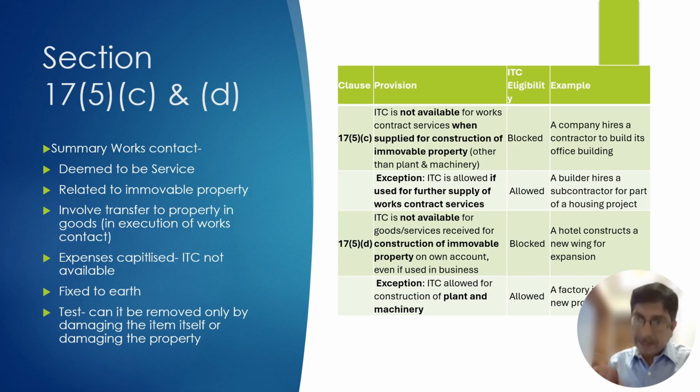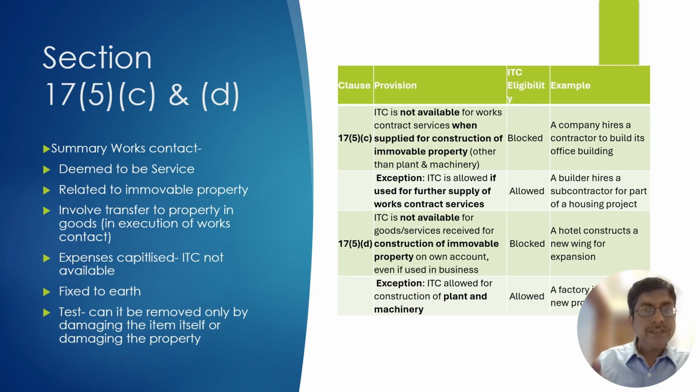It means for plant and machinery, the works contract for fixing that plant and machinery to the floor, the GST credit is available. What is the test? The test is fixed to earth. How will you apply this test? If the item cannot be removed without damaging that property or without damaging that item itself, then it is fixed to earth, credit is not available. The exception is plant and machinery.